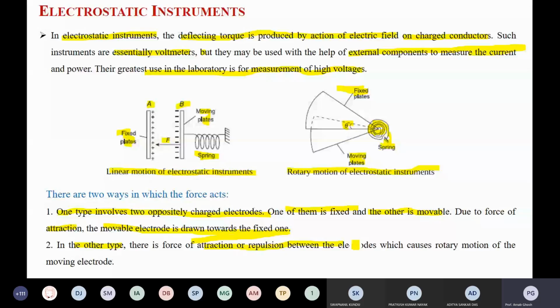motions. Okay, rotary motions of the moving electrodes. So here you can see that the moving electrodes are not moving vertically, it's a horizontal movement. In case of rotating, it's a vertical movement, with a deflection angle of theta. So definitely force and torque equations are also important in your electrostatic instrument.